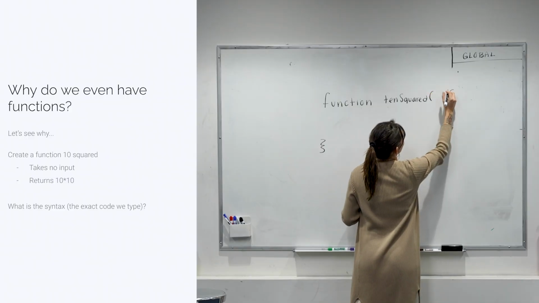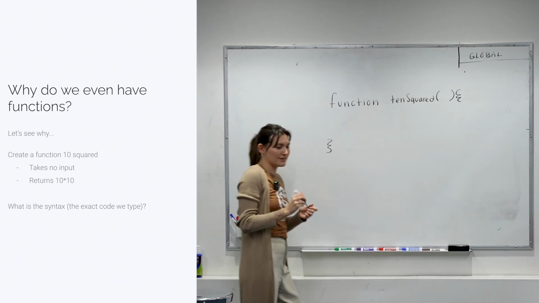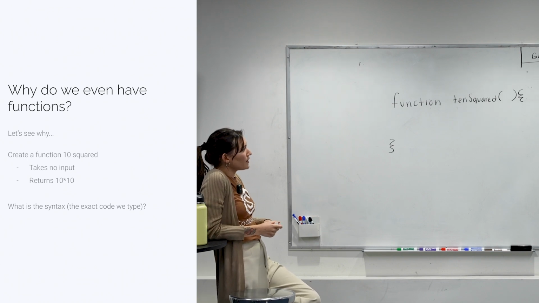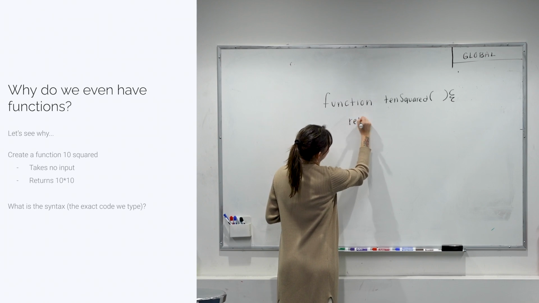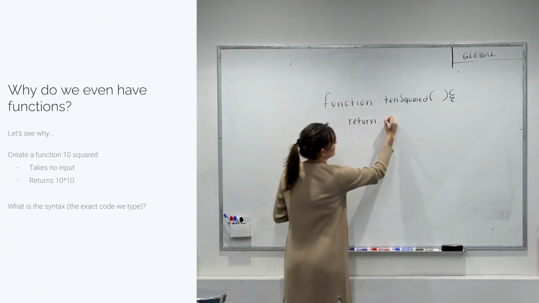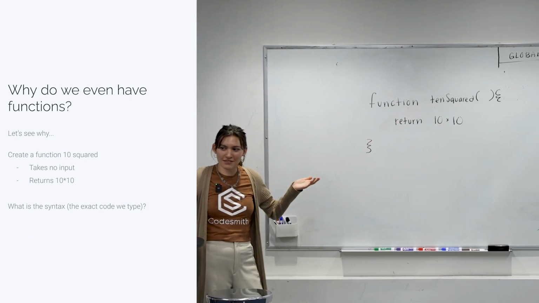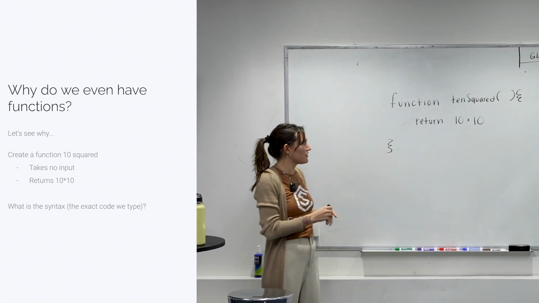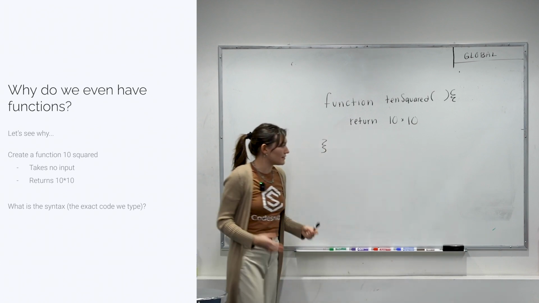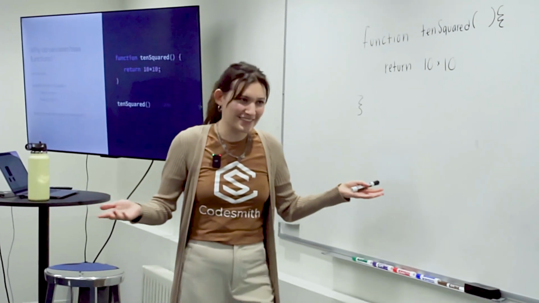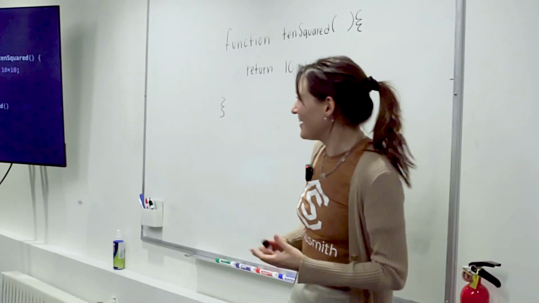parentheses. Absolutely, parentheses. And am I putting anything in here? No, because it takes no input. Absolutely. What am I writing in the function definition? I guess you write return. Okay. 10 times 10. Cool. I think that this looks pretty good, right? Absolutely. Function 10 squared takes no input, and this returns 10 times 10. Awesome. Fantastic. Yes, you were right. Don't doubt yourself. No, that's great.